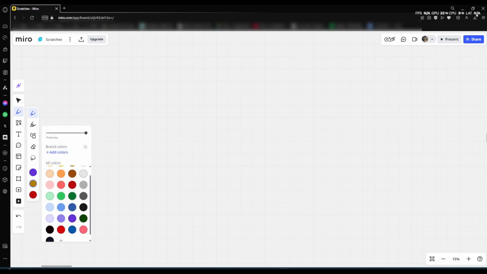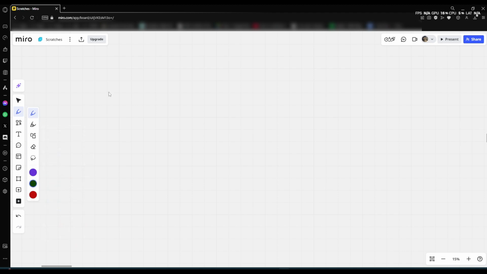I don't know why I chose this color. This is so gross.